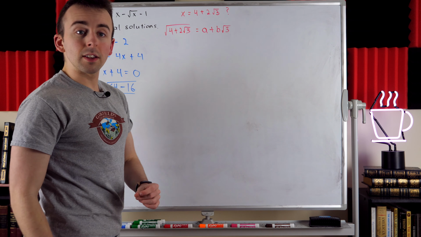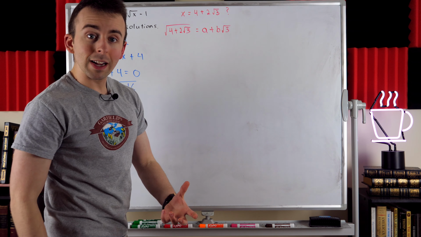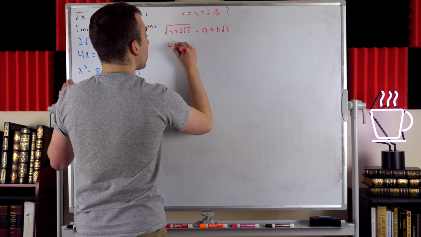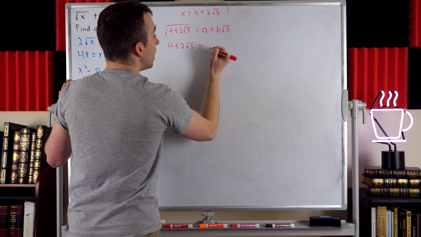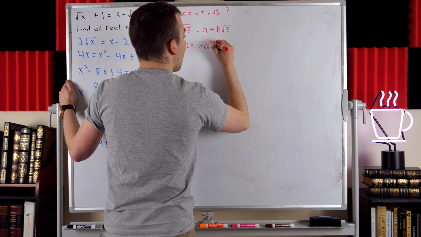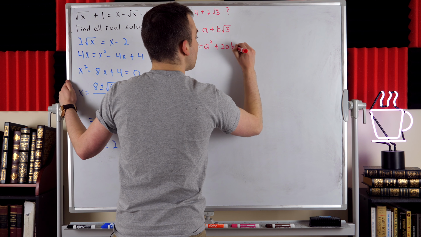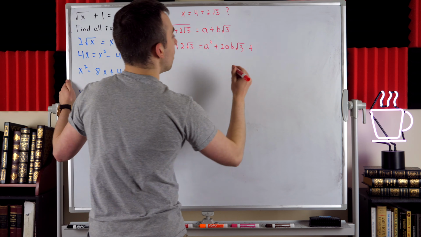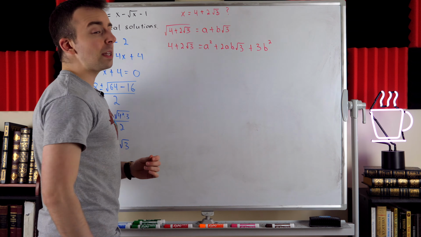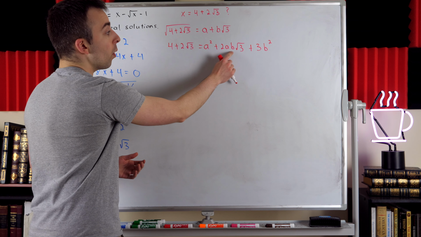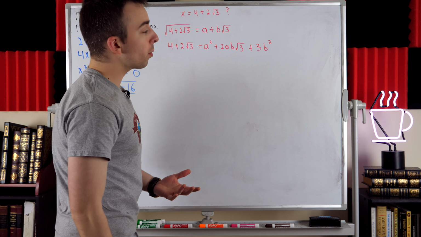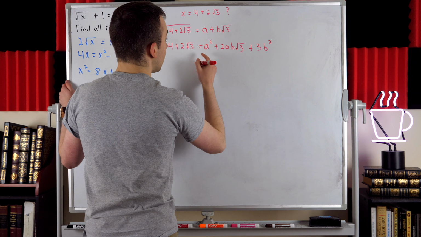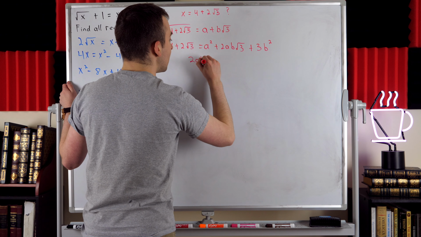If we square both sides of this equation, we can place some constraints on a and b that will help us solve for them. Squaring the left side of the equation gives us 4 plus 2 square root of 3. Squaring the right side gives us a squared plus 2ab root 3 plus b root 3 squared, which is 3b squared. Now, in order for a and b to satisfy this equation, the coefficient next to the square root of 3 must be the same as the coefficient we have on the left for square root of 3. So 2 times ab must be equal to 2.